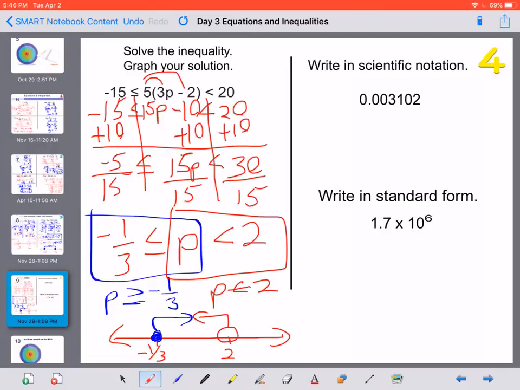Here we have to write this number in scientific notation. So this is a little bit of a review from day 1. So we need to move our decimal point so we get a number between 1 and 10. So I'm going to move it 1, 2, 3 spots, because then I get 3.102. Once we get that, we can do times 10, and this is a small number, so it's going to be a negative exponent. We move 3 spaces, so it's going to be a negative 3.